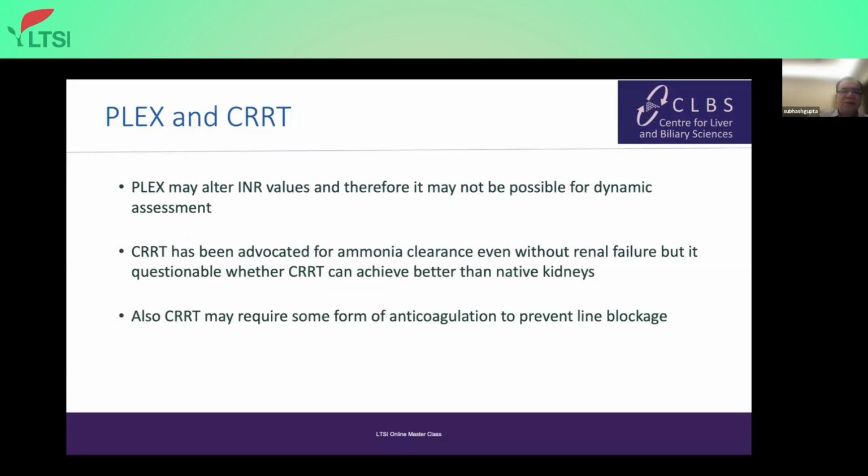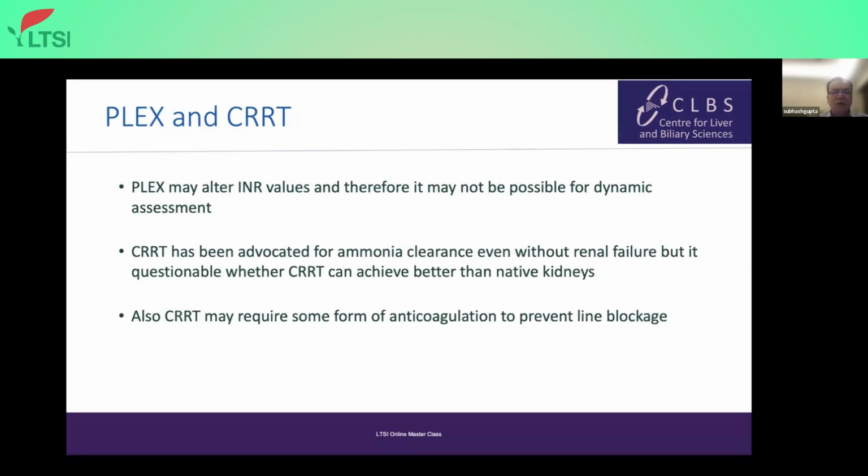And PLEX and CRRT have been used in many transplant centers. Now, one of the problems that we've faced often is that with PLEX, you change the INR values, which means that you're not able to do a dynamic assessment. And CRRT has been advocated for ammonia clearance, even without renal failure, but it's questionable whether CRRT can be better than native kidneys. At least I think that, if your kidneys are working, then perhaps not. But these are the issues we could discuss.